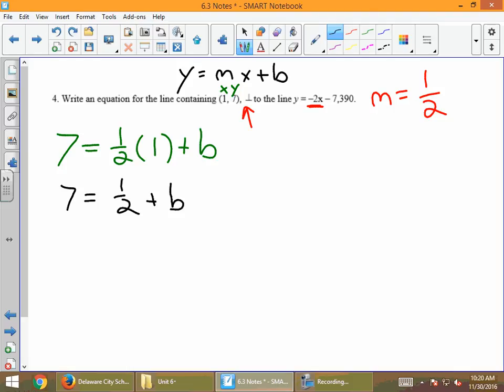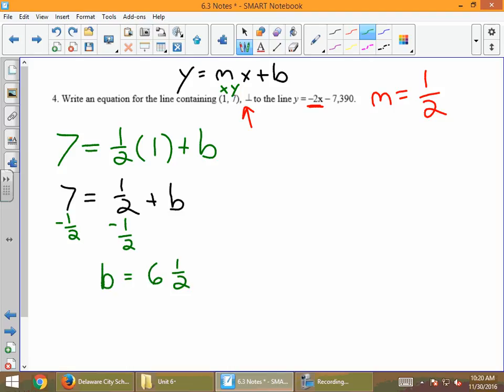The last step here. How do I solve this? Don't overthink it. I know it's a fraction. You subtract it. So you minus 1/2, minus 1/2. What's 7 minus 1/2? 6.5, right? So I know when I do this, b is going to be equal to 6 and 1/2.